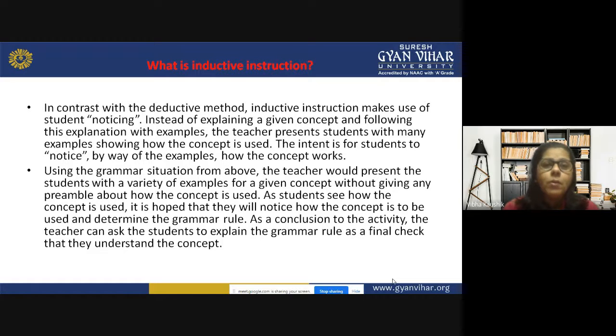They do not believe in explaining a concept. They believe in students noticing. They make use of noticing a given concept and following this with examples.